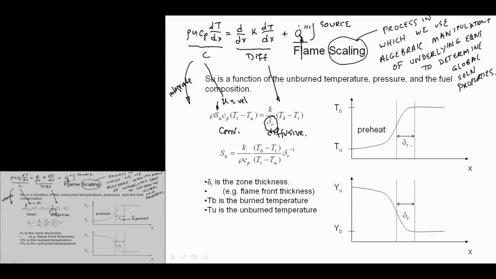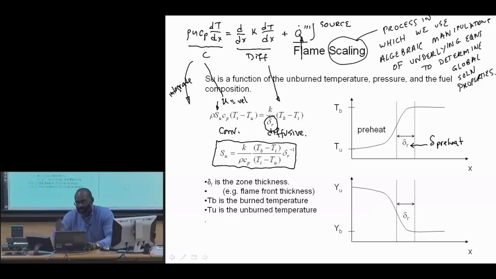So if that's the case, just algebraically, I can modify it like this. I can tell you that SU looks like K over rho C sub P times all this stuff, okay? And frankly, I like to think about it slightly differently. I like to think about this problem where I know SU and I want to figure out what delta is.